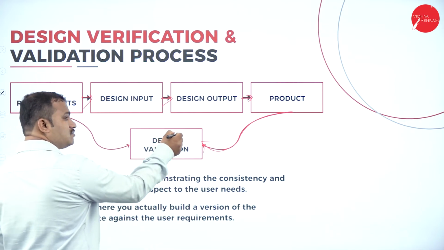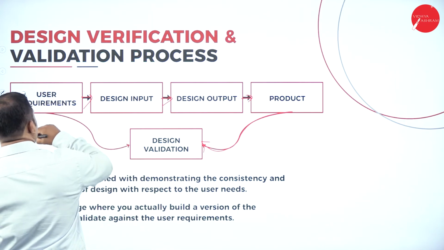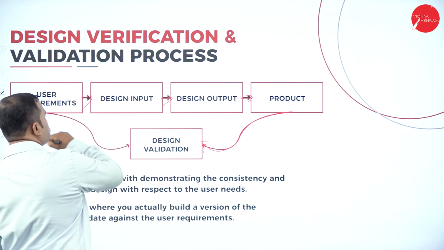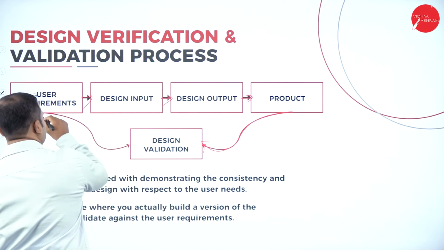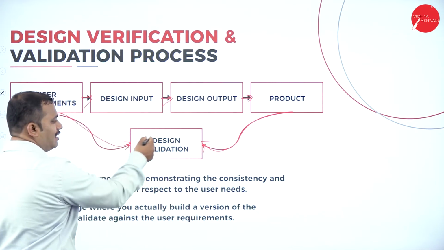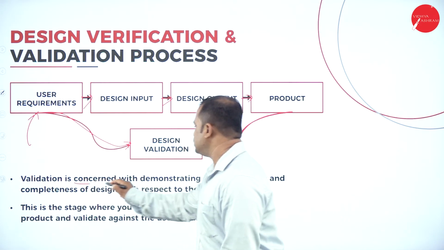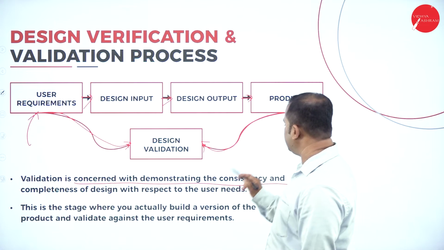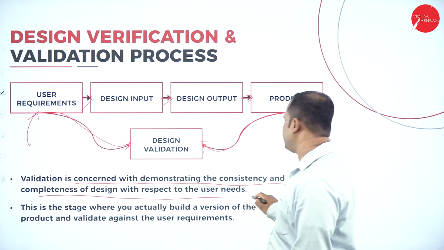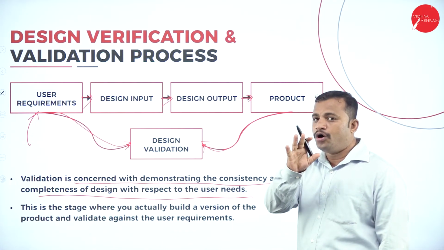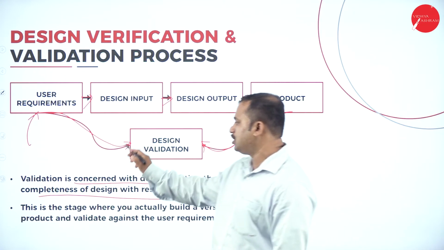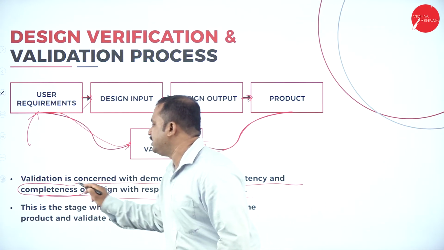Then, once it is validated, we also have one more requirement. That is, the user comes up with a few more requirements at a later stage. Then we can do so and validate here. So with this, the validation is concerned with demonstrating the consistency and completeness of the design with respect to the user needs. Whether all of the requirements of a client are met or not is going to be checked. That is the completeness property.